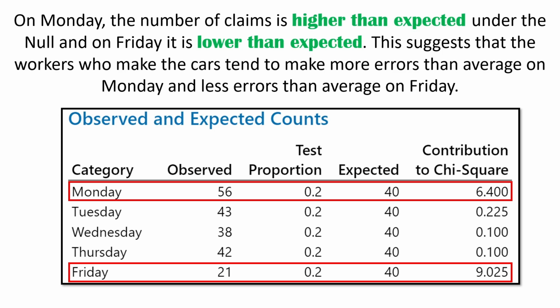So we're seeing less than what we would expect to see if the null is true. So both Monday and Friday, those are the observations that are causing us to reject the null hypothesis. And so what might we conclude as sort of an interesting observation? We can see on Monday the number of claims is higher than expected under the null, and on Friday it is lower than expected.